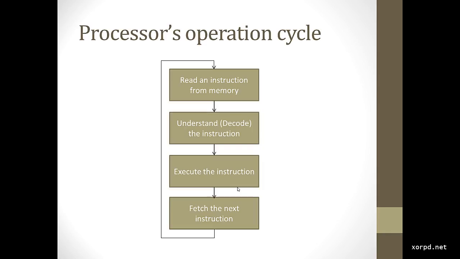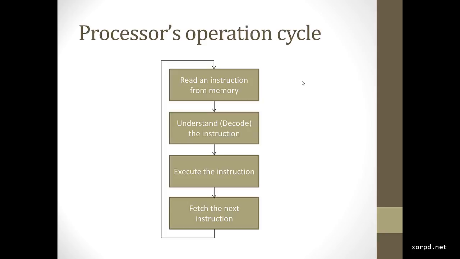The processor's operation cycle. I tried to write here a very basic model of how the processor works. It is very simplified, so don't take this literally, but mostly that's how the processor works, and maybe even almost every processor these days works somehow like this. It's very basic. There are only 4 rectangles that we can see. The first one is read an instruction from memory. That's the first operation the processor is going to do. The next one is this, understand or decode the instruction.